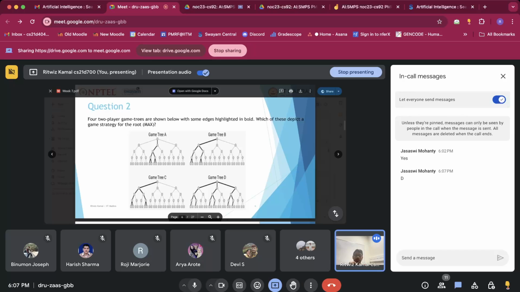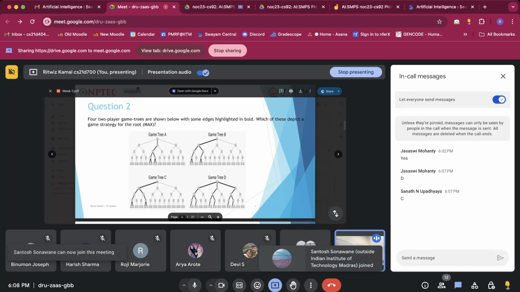Remember, one hint that you may follow to see if a strategy is correct or not is that whenever we encounter a max node, we select one of its children. A min node is marked by a circle and a max node is marked by a square. Whenever we encounter a max node, we select one of its children. Whenever we encounter a min node, we select all of its children. According to this hint, which of these game trees do you think is correct?